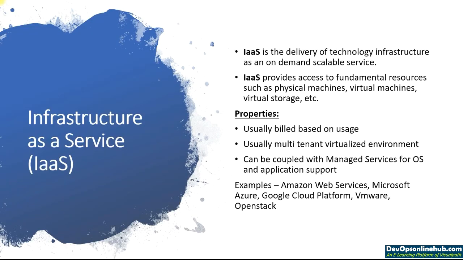Now let us know more about infrastructure as a service. Infrastructure as a service is the delivery model that provides on-demand scalable services. It provides access to the fundamental resources that are required to create virtual machines, such as compute, storage, and the network. Some of the properties of infrastructure as a service include billing, which is based on the usage or the consumption of our resources. It provides a multi-tenant virtualized environment.